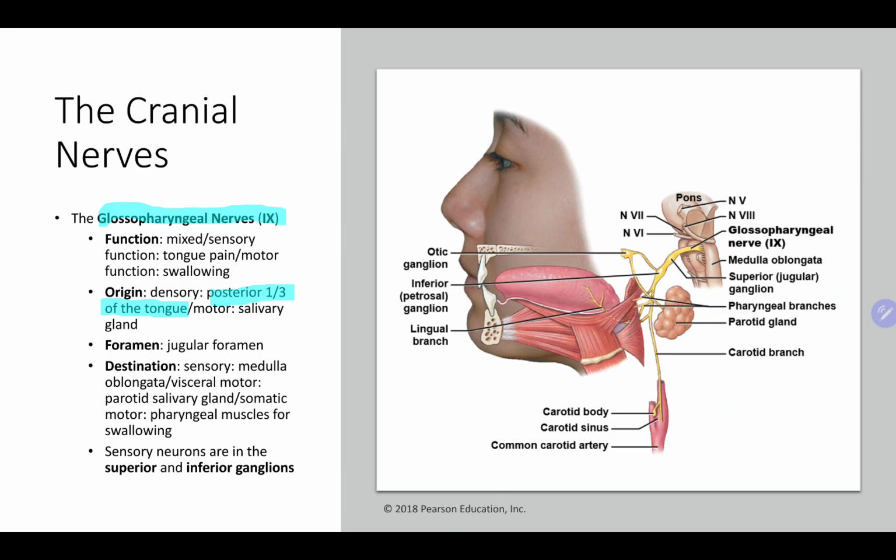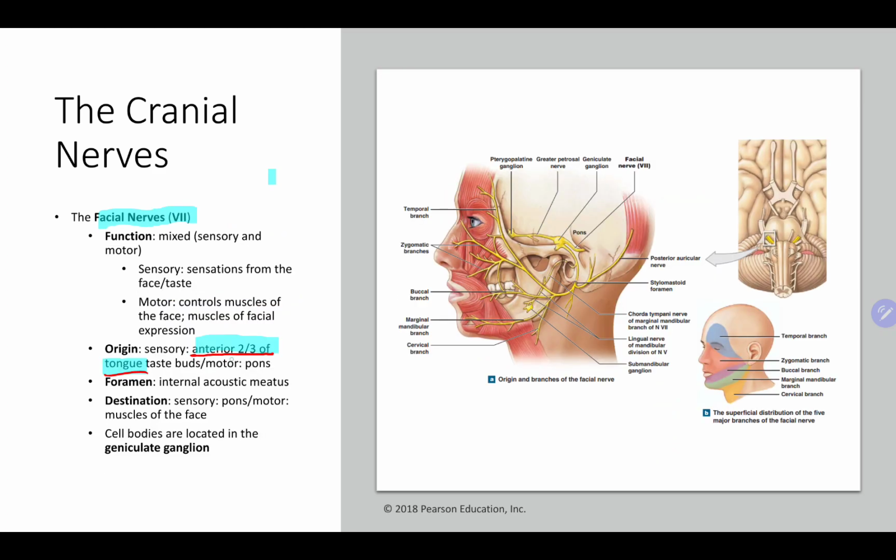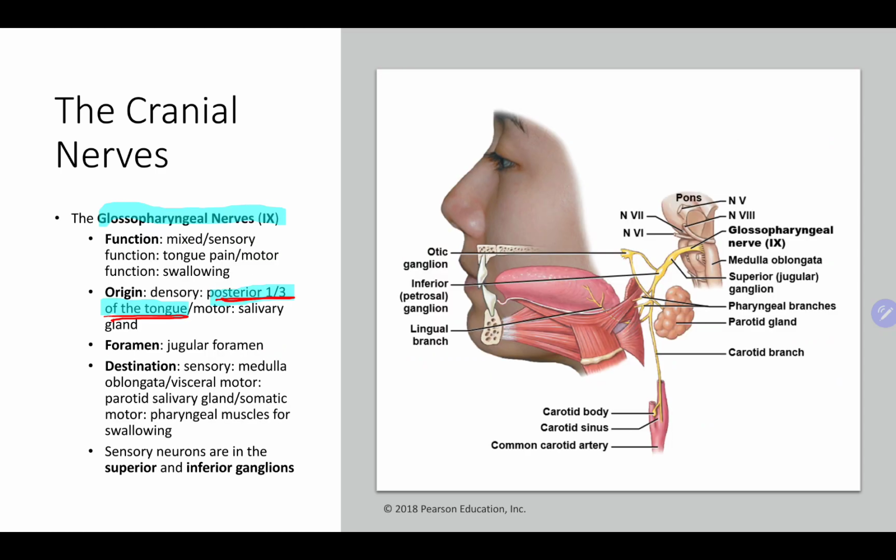If we go back for a second, we also have cranial nerve 9. That's your glossopharyngeal nerve. That's going to be responsible for the posterior 1/3 portion of the tongue. Remember the facial nerve, which is cranial nerve 7, was important for the anterior 2/3 of the tongue, but the glossopharyngeal nerve is going to be important to innervate the posterior 1/3 of the tongue.